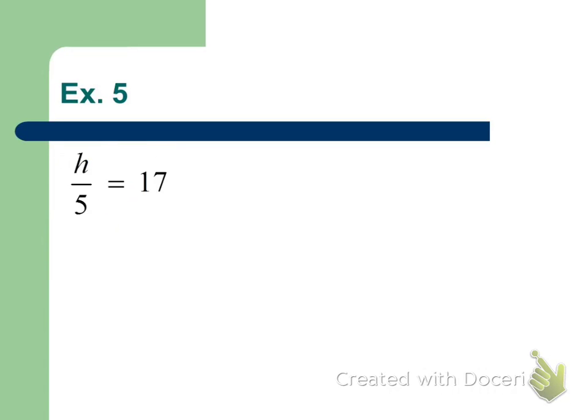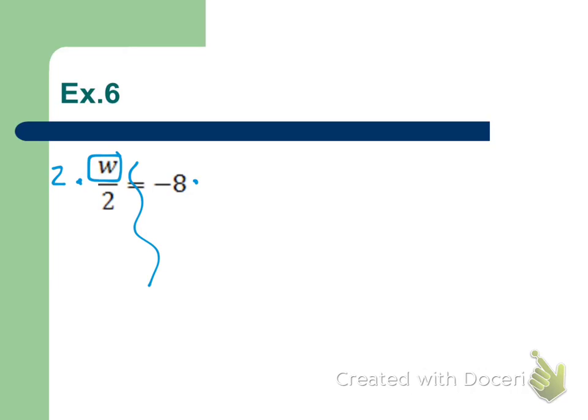All right, we did 5 together already, so we're going to skip on to number 6. Adrian, what did your group do? Negative 16. How did you get negative 16? Good. We multiply both sides by 2. So on the left, those reduce to 1. So we just have W. Negative 8 times 2 is negative 16.